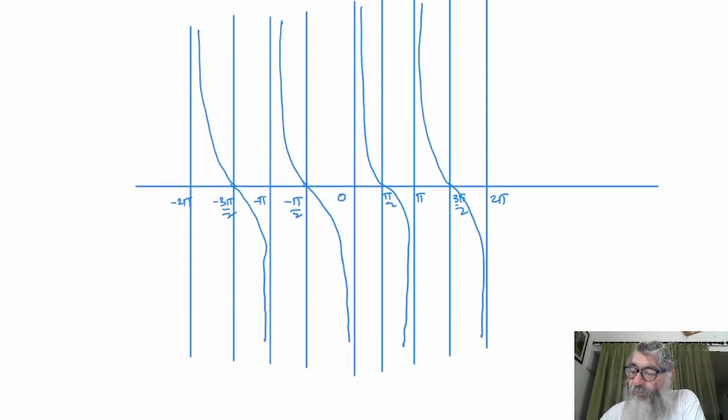For cot also, when we are going to find the inverse of cot x, the domain of cot is restricted from 0 to pi. We restrict it from 0 to pi.